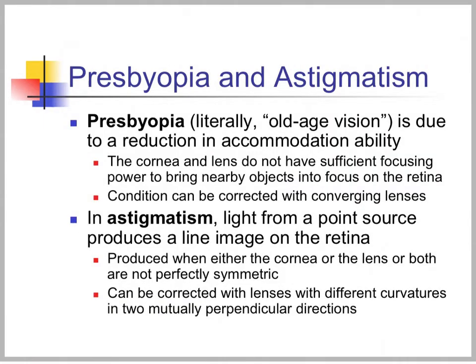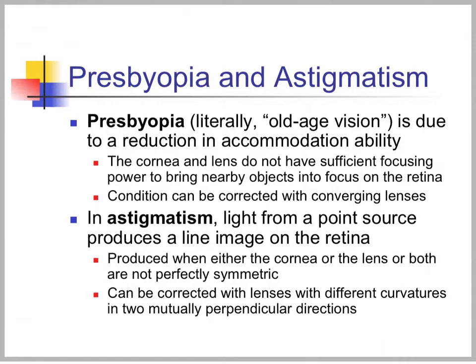Other conditions of the eye include presbyopia, literally old age vision, and it's just due to a reduction in the accommodation ability. The cornea and lens essentially don't have sufficient focusing power to bring nearby objects into focus on the retina. That can be corrected using a converging lens.